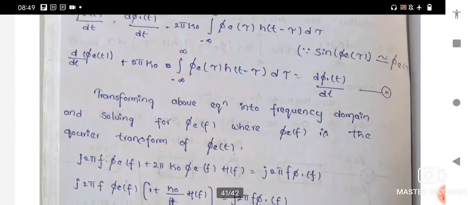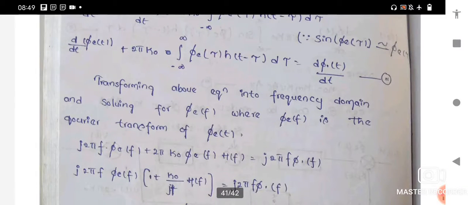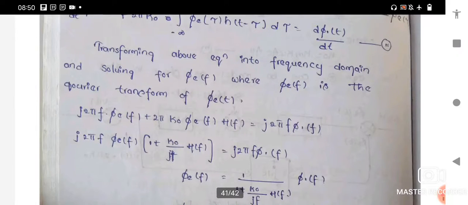So transforming the above equation into the frequency domain and solving for φe(f), where φe(f) is the Fourier transform of φe(t). So the time domain function is converted into the frequency domain. When we apply the Fourier transform to the time domain function, it is converted into the frequency domain. The resultant equation here is j2πf φe(f) plus 2πk0 φe(f) h(f), which equals j2πf φ1(f).